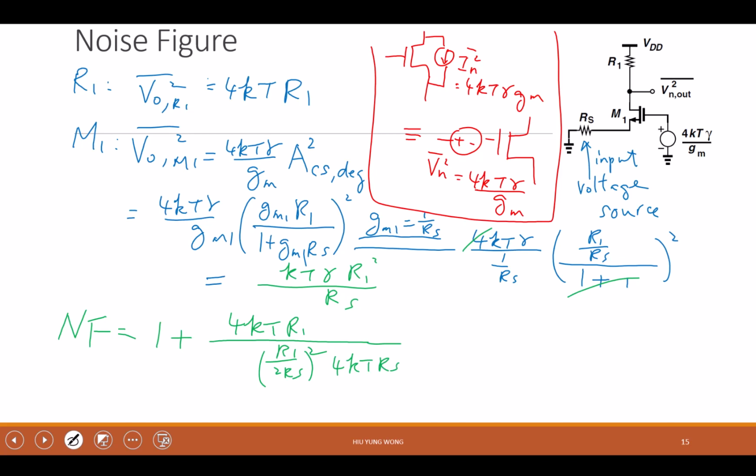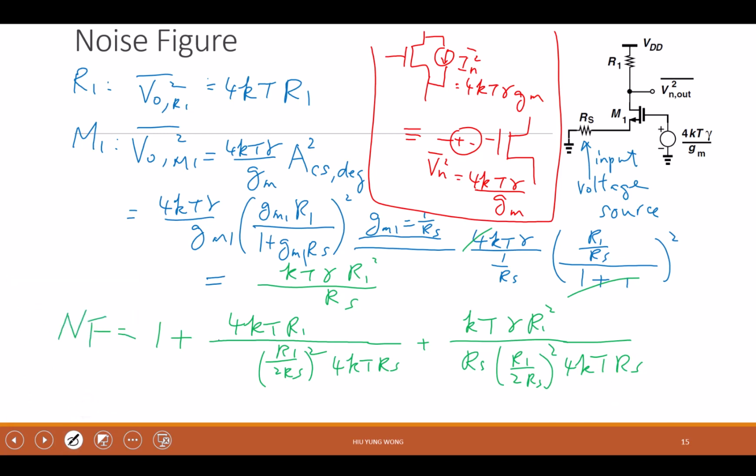Very good. Always normalize to Rs, right? And then the second term, the same: kT gamma R1 squared divided by Rs, and then again divided by the gain squared and normalized to 4kT Rs. I just copy this term, 4kT gamma R1 squared divided by Rs, divided by the gain squared, normalized to 4kT Rs, okay?